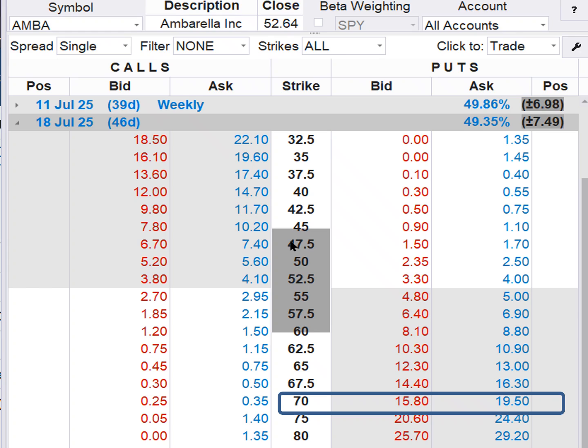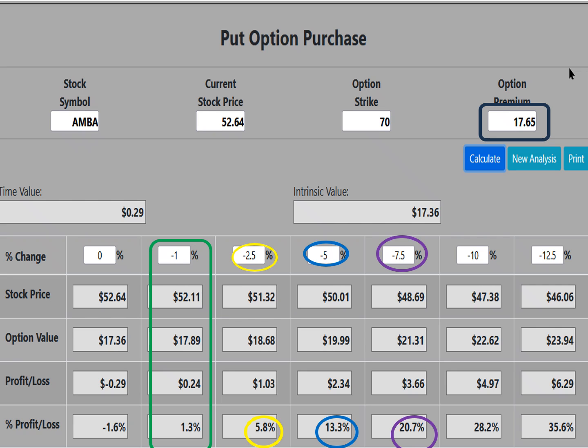Let's see if the 70 put will work. The bid-ask spread for the 70 put is 15.80 to 19.50. We try to enter near the midpoint, so we'll use 17.65 as the buy price. The 70 put works. If the AMBA stock price is down 1%, the 70 put will make a 1.3% or $24 profit. That's better than break even, so the 70 put is the one we'll buy.